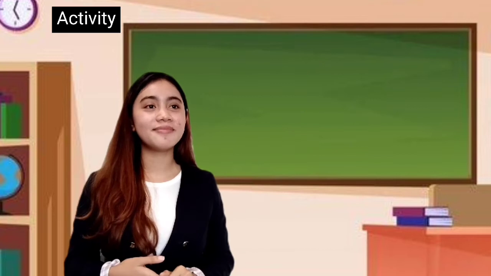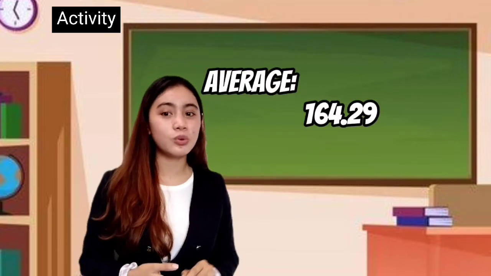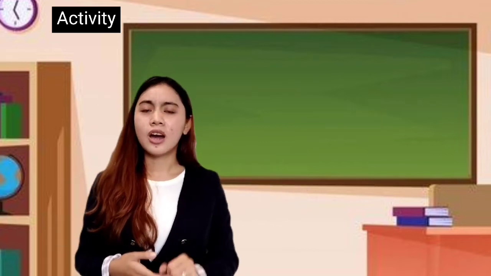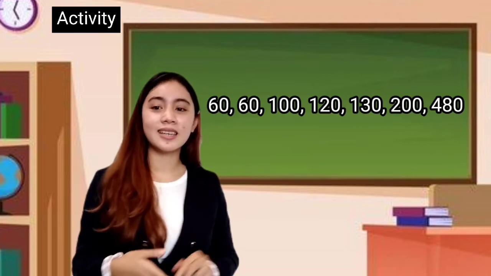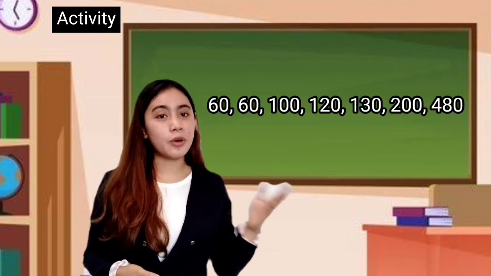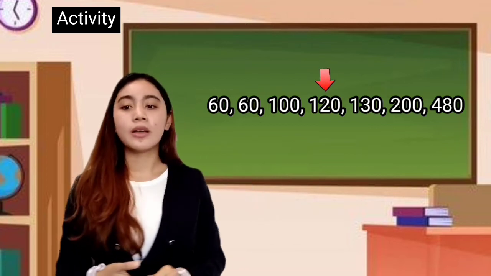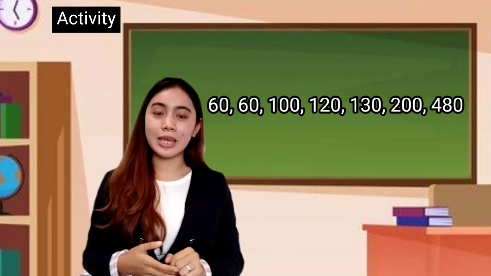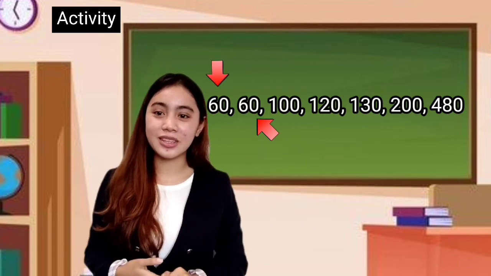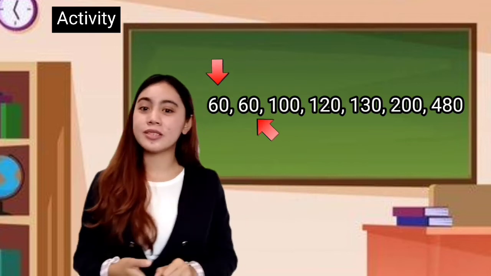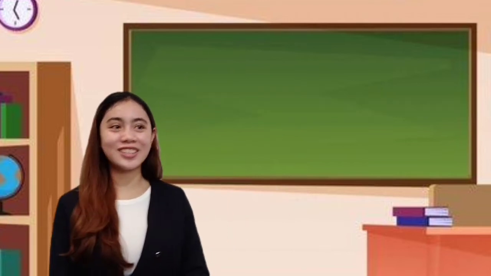Yes, Jason? Okay, the average is 162.29. And what price appears to be in the middle? Yes, Clint. Okay, the price that appears in the middle is 120. What price frequently appears? Yes, Johanna. Very good. The price that frequently appears is 60. You all did great in our activity class.